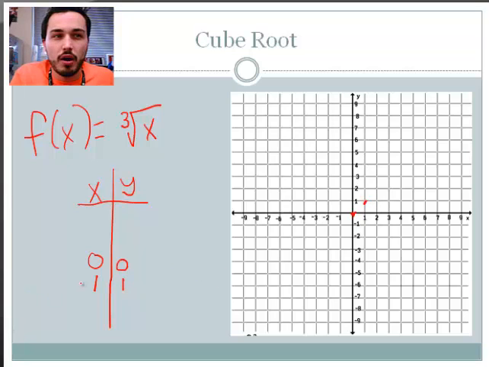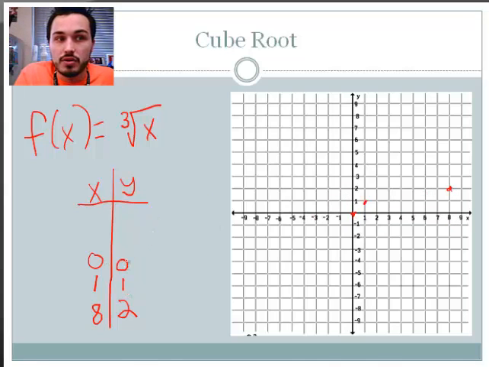But if I try to go to the next number, if I try to go 0, 1, 2 for x's, well, there isn't a whole number times itself, times itself, that gives 2. That doesn't work. But if I did that on the y's, I could actually think about it. 2 times 2 times 2 is 8, so the cube root of 8 is 2. And we can graph that then. X value is 8, y value is 2. And that's all we're going to get to fit on this side of it here.